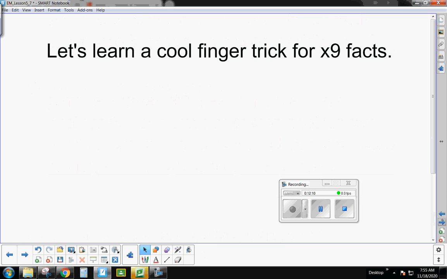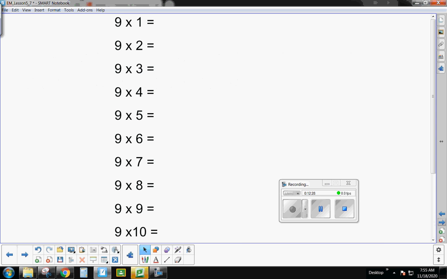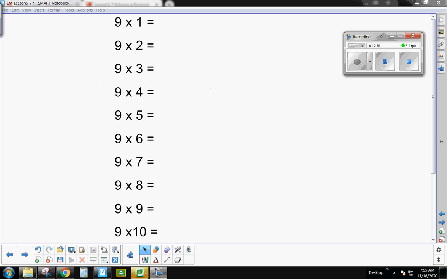All right, if we were in class together, I'd also teach you a cool finger trick for the 9s, but we'll save that until we are face-to-face. Now I want to show you some other patterns with 9s. 9 is one of my very favorite numbers to multiply by, and you'll get so good at it that, believe it or not, it'll be just as quick as multiplying by 10. When I multiply by 10, I put a 0 on the end, right? Well, you're going to find a really cool trick for multiplying by 9s that's going to be just as easy.